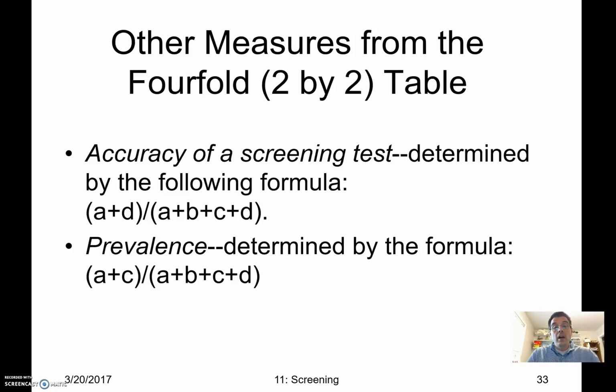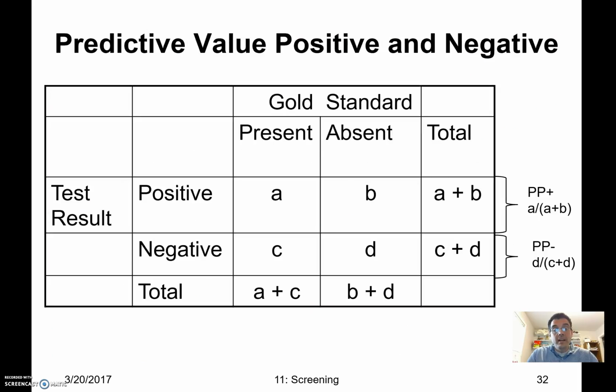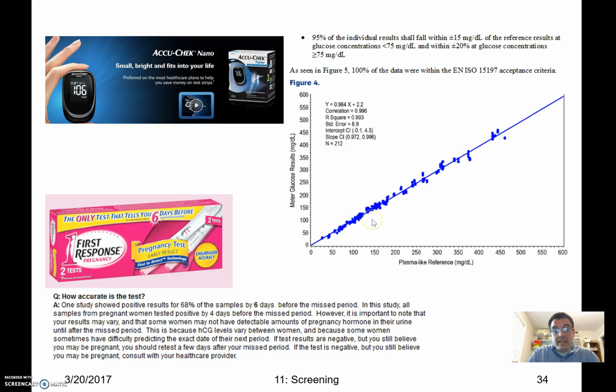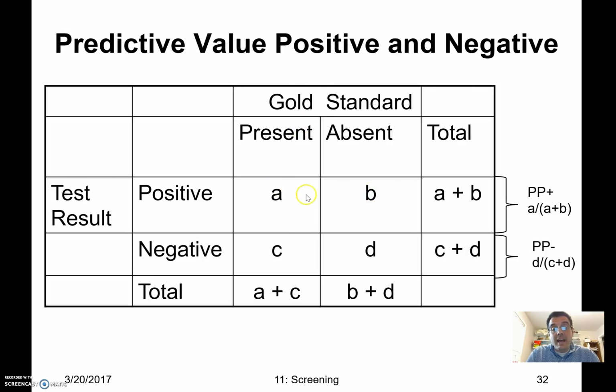So then, other calculations that can be done is you can look at accuracy of a screening test, which is determined by the following formula. It's A plus D divided by A plus B plus C plus D. So it's A, where the screening test is actually positive and measuring what it's supposed to, plus D, where the screening test says negative and the gold standard also says negative, all divided by the individuals that are within that particular analysis.